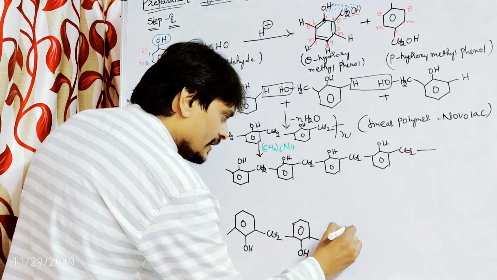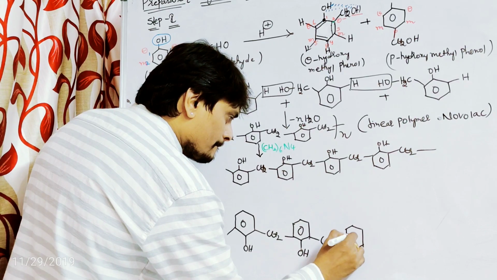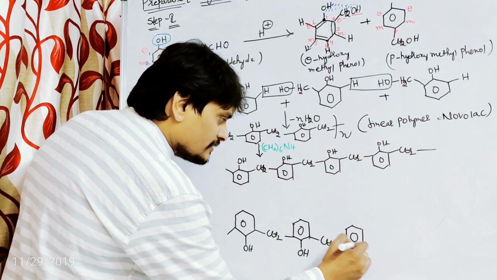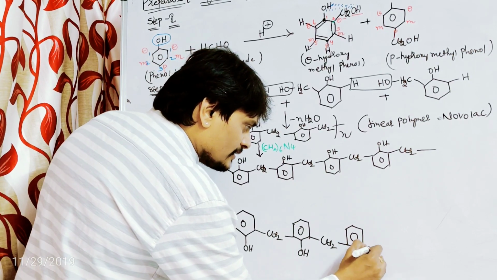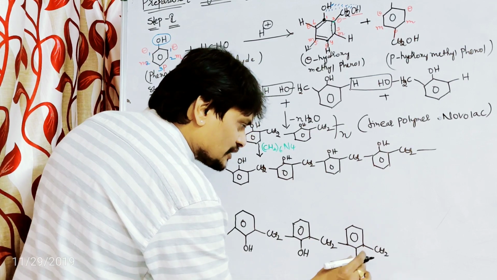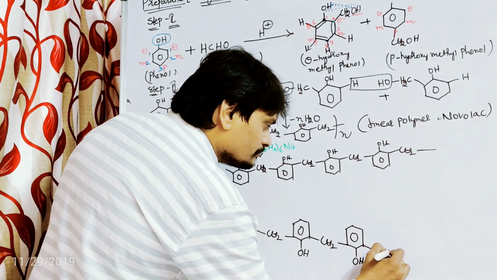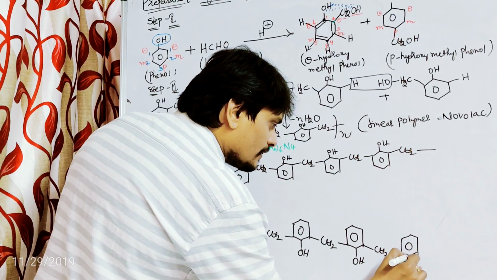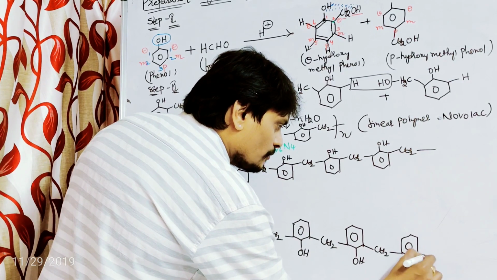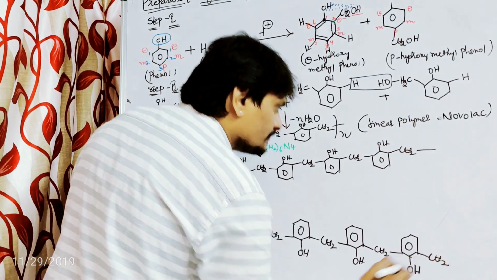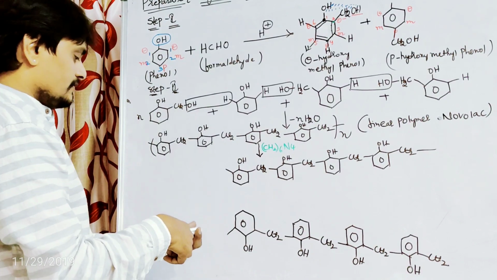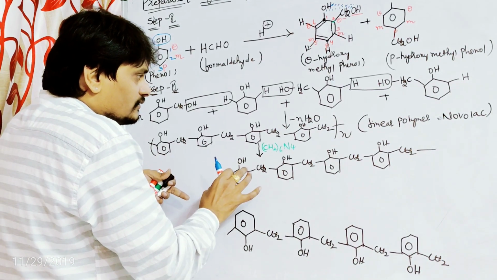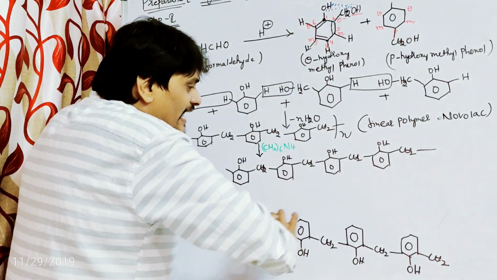Next, another molecule, hydroxy. Next, at the first position with respect to hydroxy, that is the ortho position. Next, hydroxy followed by. Now this is one of the linear polymers, and this is another linear polymer.